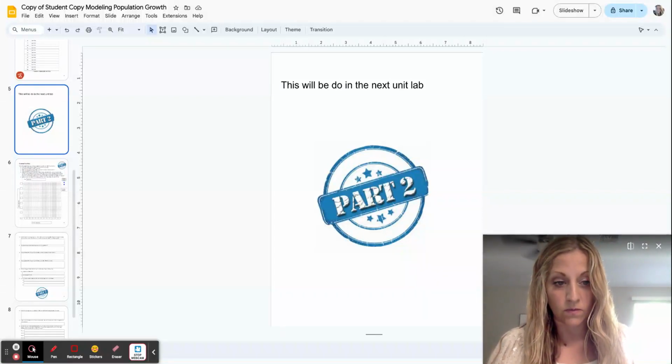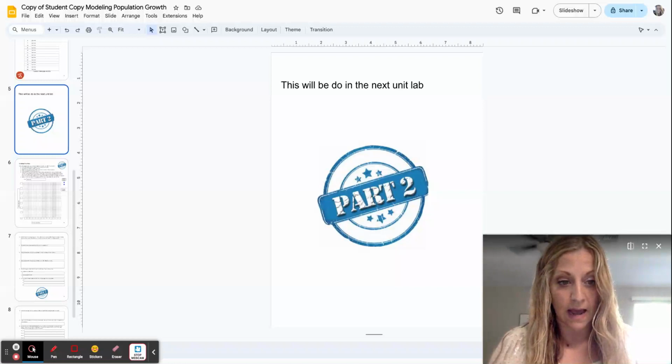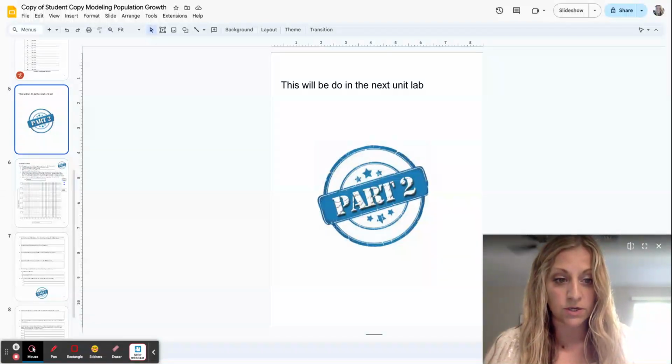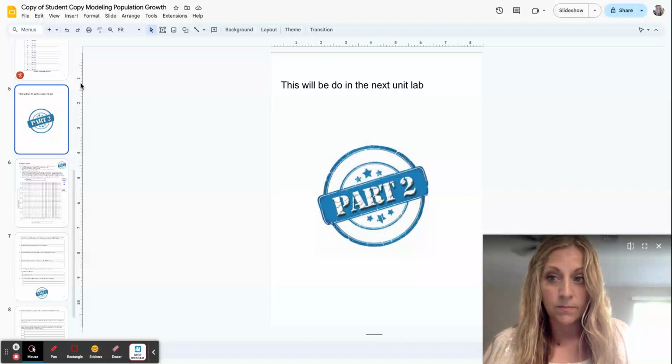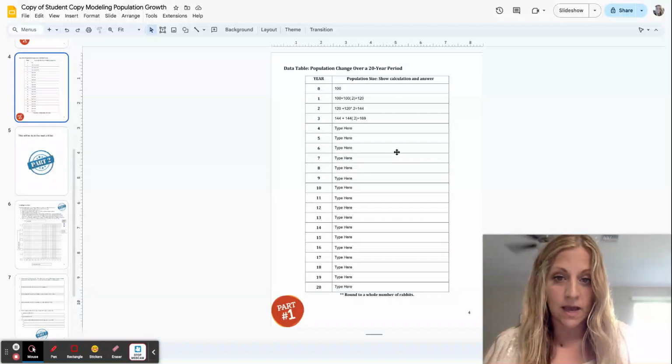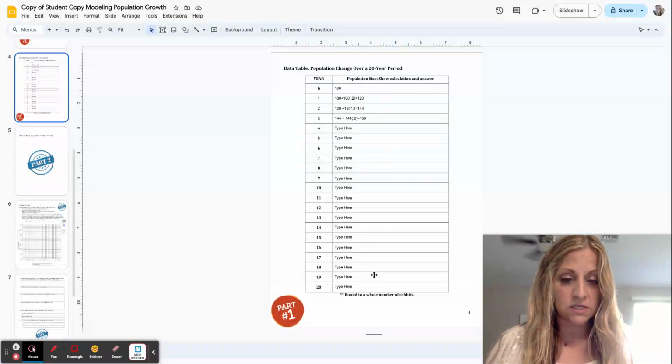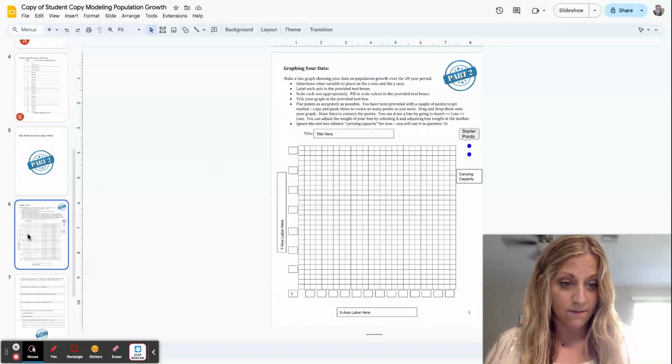Just wanted to go over the second part of the lab for Unit 5 project. For this project, you're just going to be continuing what you started in Module 4. So now you're in Module 5, so you just want to go ahead and open that document back up, and you're going to be working on Part 2. In Part 1, you actually calculated the population change over 20 years. Now you're going to use this data and you're going to graph.